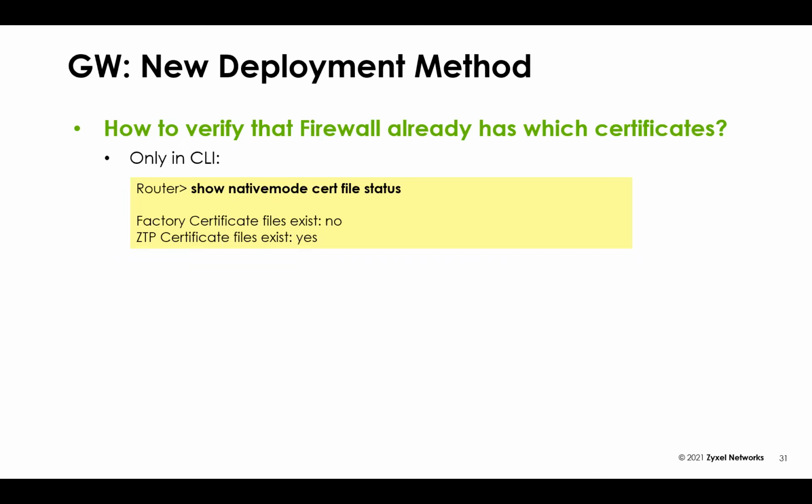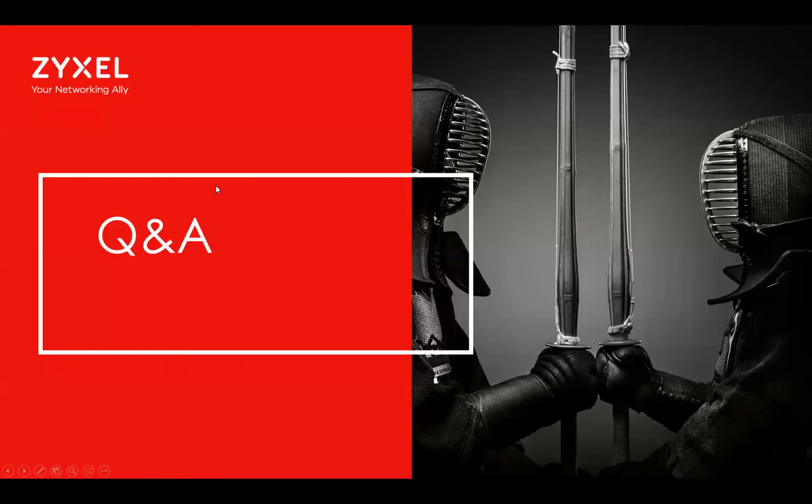So if you want to find out if you have that ZTP certificate, let's just say that you purchased an ATP 100 or ATP 200 recently, and you want to find out if it has that certificate, you can run this command and it will tell you right away. So that's basically the gist of how you get the ATP into the cloud.